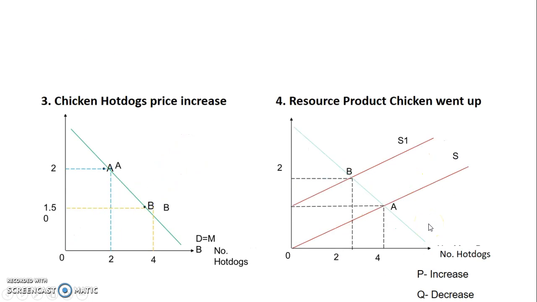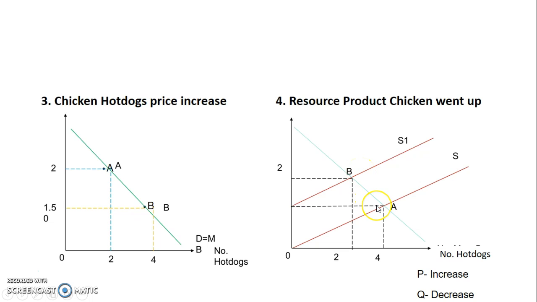Number 3, chicken hot dogs price decrease. When chicken hot dogs price decrease, then the demand for hot dogs will increase as the price decreases, moving along the curve. Number 4, resource product chicken went up.